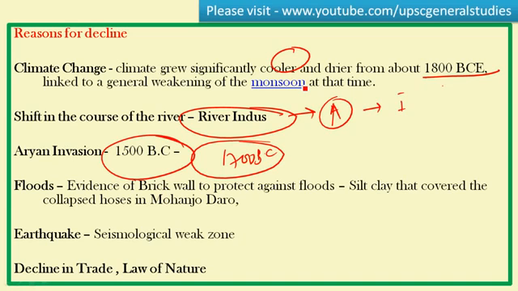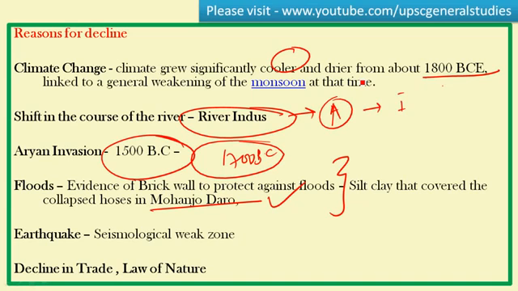Another theory is floods. The evidence of brick walls to protect against flood was witnessed in the Harappan sites. Another important evidence is that silt clay that covered the collapsed houses in Mohenjo-daro shows that the city was prone to floods. So this was one of the reasons, but not the major reason, because a flood cannot submerge a whole civilization.